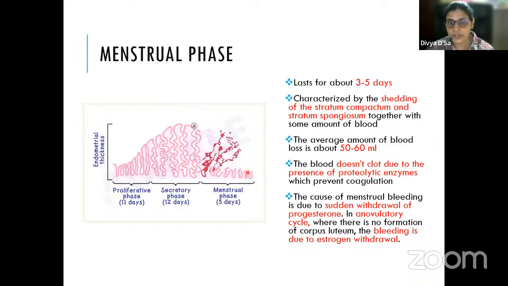So why does this menstruation occur? It is because of the sudden withdrawal of progesterone. Usually in an ovulatory cycle, it is because of the withdrawal of progesterone, whereas in an anovulatory cycle, where ovulation doesn't occur, usually in the initial pubertal age, and sometimes even in adults, there is no formation of the corpus luteum. So when there is no ovulation, the bleeding is because of estrogen withdrawal.